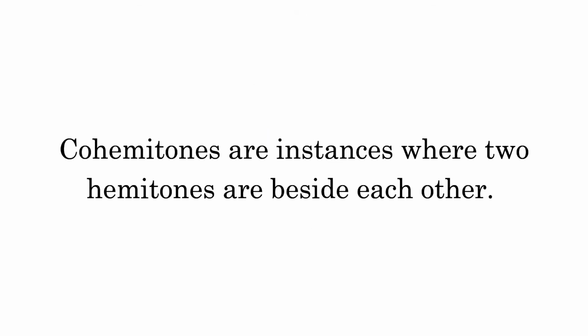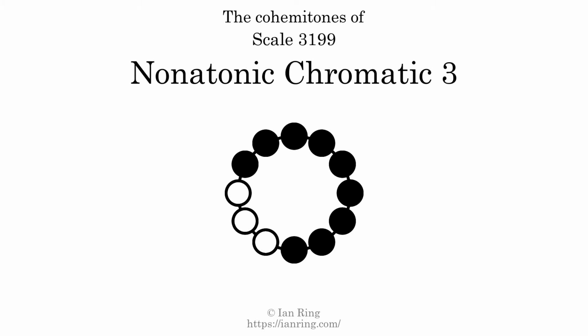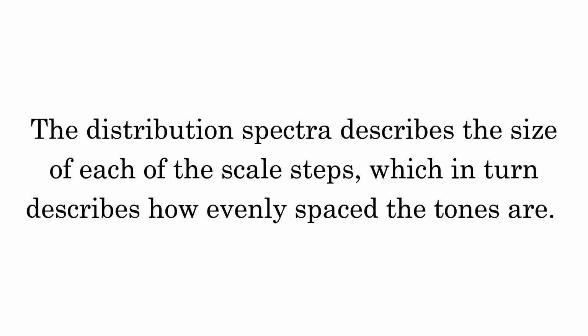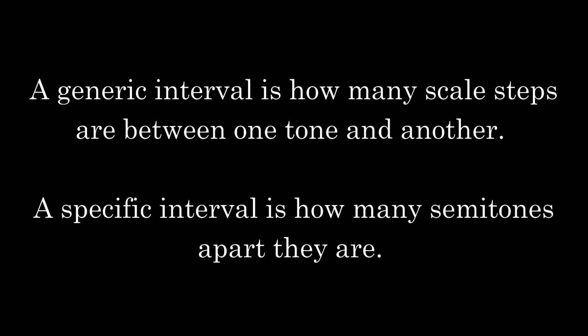Cohemitones are instances where two hemitones are beside each other. This scale has 7 cohemitones. They are at positions here, here, here, here, here, here, and here. The distribution spectra describes the size of each of the scale steps, which in turn describes how evenly spaced the tones are. A generic interval is how many scale steps are between one tone and another. A specific interval is how many semitones apart they are.